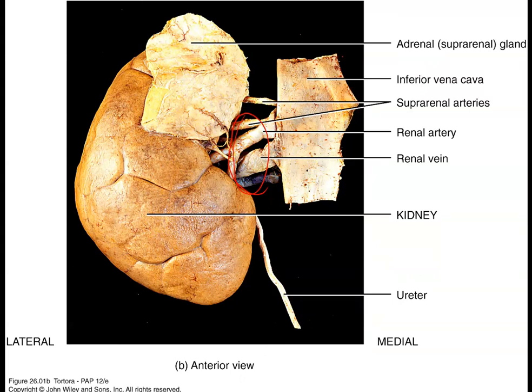The functions of the kidneys include regulating blood volume and pressure by regulating water loss. So the kidneys play an important role in maintaining blood pressure by maintaining blood volume. They also regulate the osmolarity of the body fluids through retaining or excreting ions. That includes sodium ion, potassium ion, calcium ion, chloride ion, and bicarbonate ion.